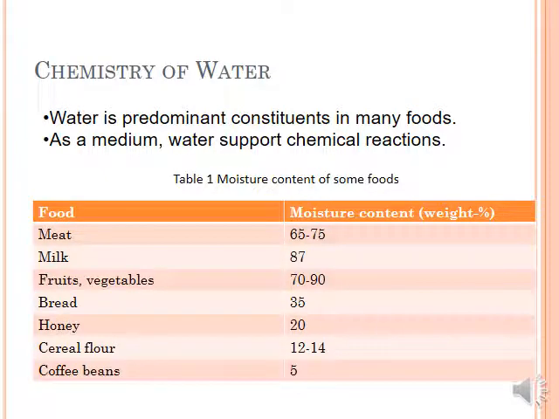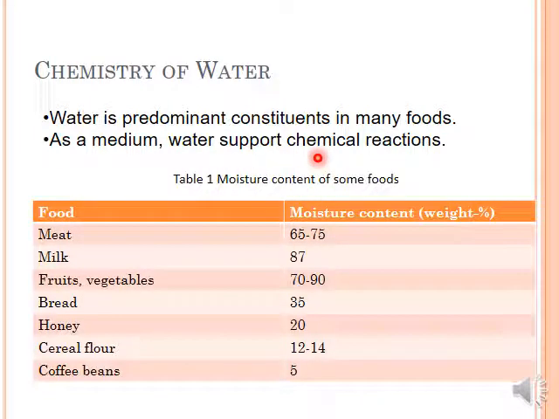Water is the predominant constituent in many foods, meaning that most food will have water, just that some food will have less water compared to other food. Water is a medium which supports chemical reactions, for example enzymatic browning, microorganism growth, and lipid oxidation. So that is the role of water in food.